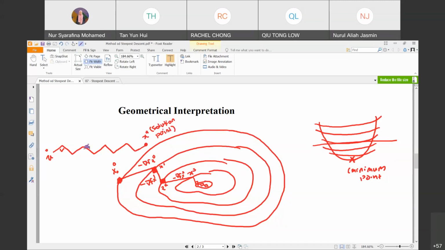So why is it always orthogonal? Because we move along the negative gradient. Okay, is that clear? Any question?